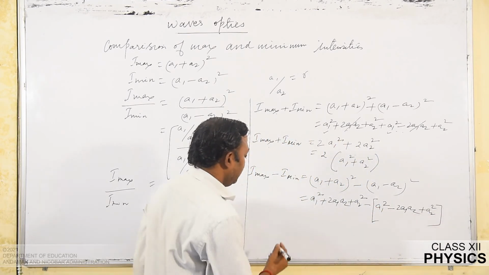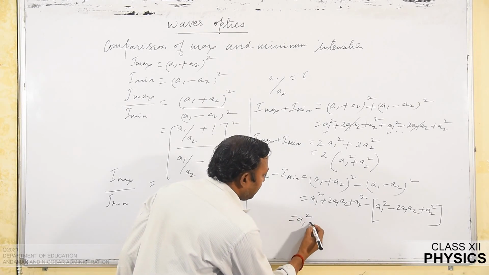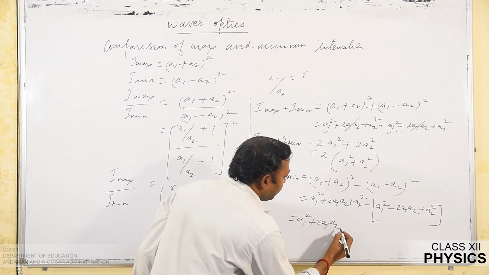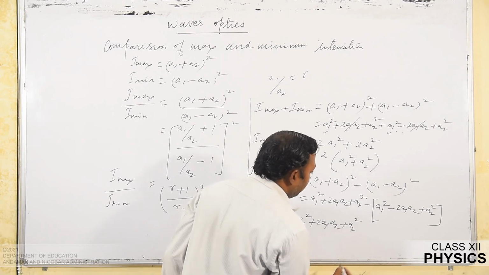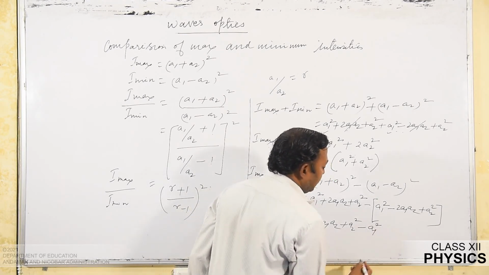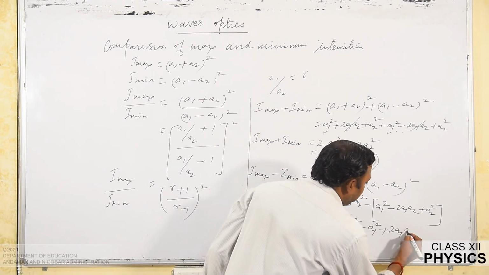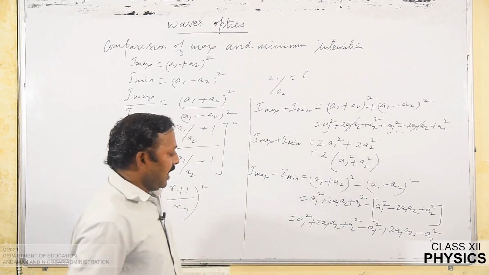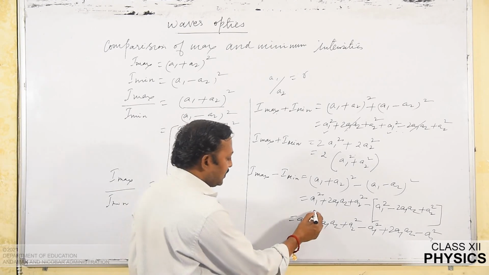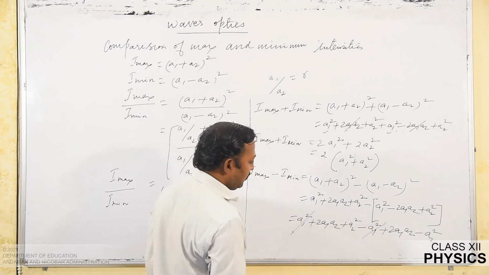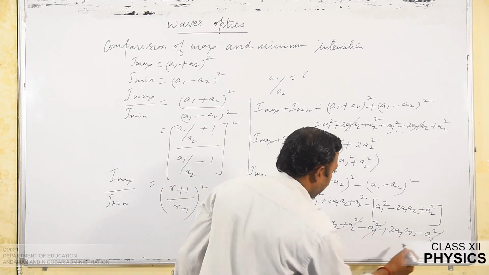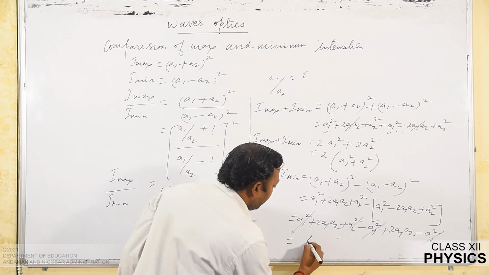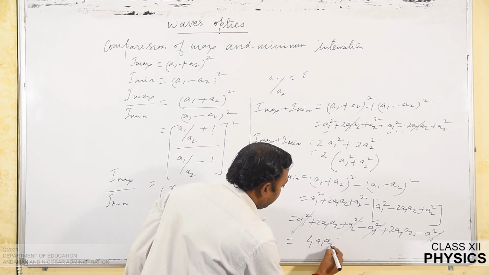Open the bracket, you get a1 square plus 2a1a2 plus a2 square minus a1 square plus 2a1a2 minus a2 square. Now some terms can be cancelled here: a1 square cancels out, and a2 square also cancels. You get 4a1a2.